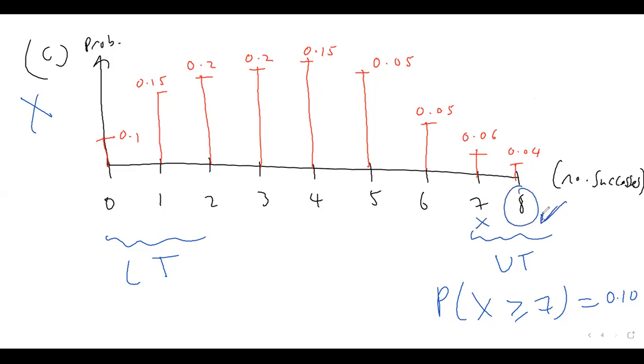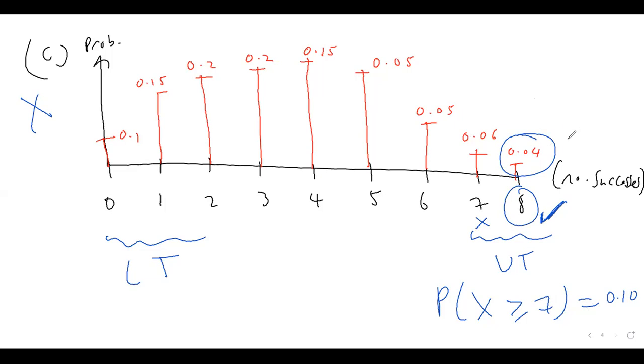Now, we said we're doing a 5% test, but the probability that we get 8 successes is 4%. So the probability that we reject H0 is actually 4%, not 5%. So the actual significance level of this test, this random thing that I've come up with here, is 4%, not 5%.